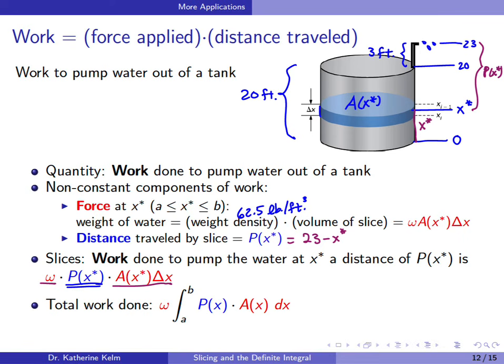In this case, our A will be 0 and our B will be 20, and our P of x will be 23 minus x. So just filling in all of the details that we have, omega is 62.5. Then we're integrating from 0 to 20, because that's where the water is. P of x is 23 minus x. And then A of x is unknown because we don't know anything more about the shape of this tank. dx.